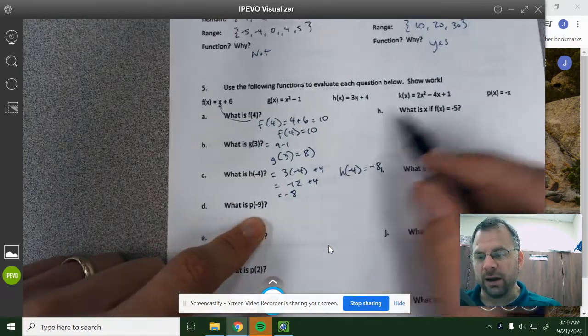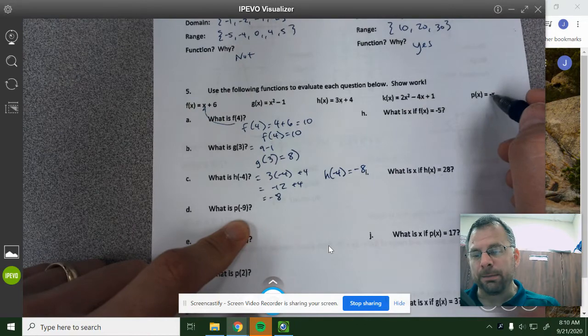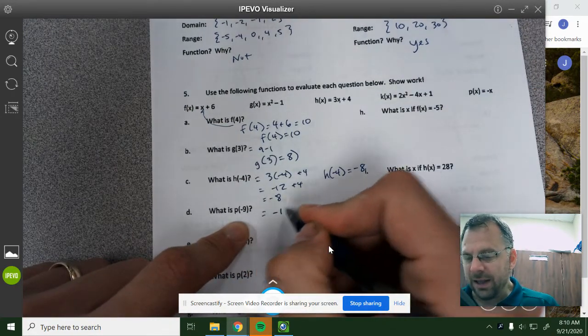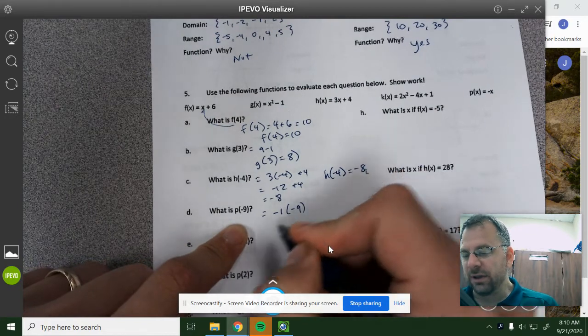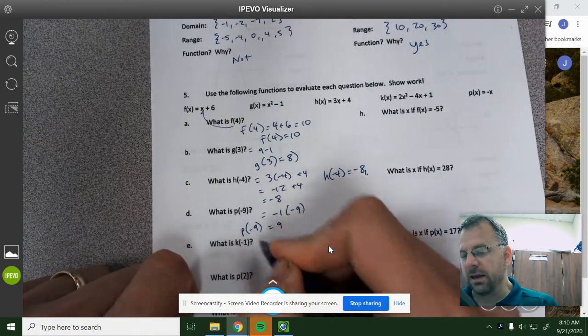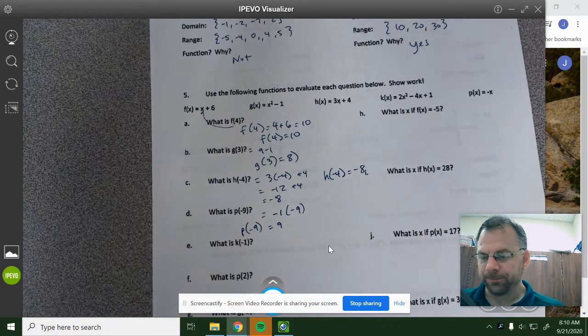P of negative 9. Aha, now this is an opposite sign of whatever x is. So I'm going to have negative 1 times negative 9, which is positive 9. So P of negative 9 is positive 9.